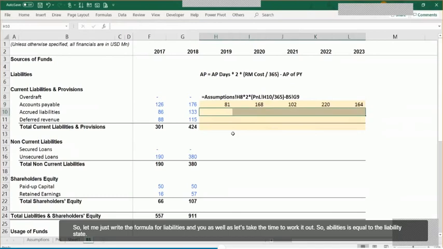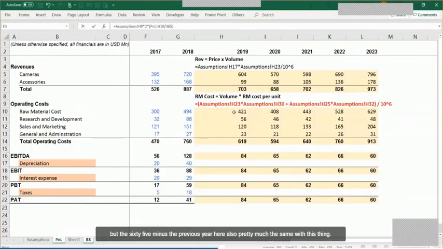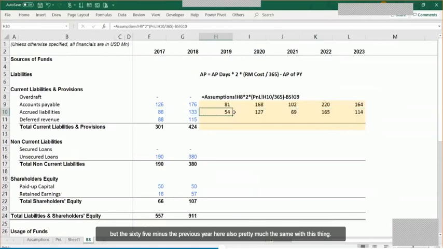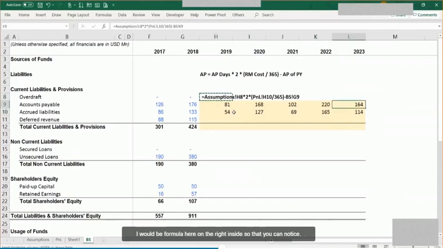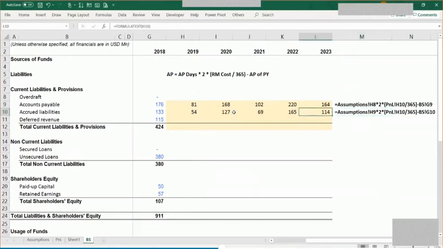So accrued liabilities is equal to the accrued liabilities days, which is this, multiplied by 2, multiplied by the daily raw material cost, which is this, divided by 365, minus the previous year accrued liability. So here also you see that we have written pretty much the same formula. So in fact, let's do it this way. I'll put the formula here on the right hand side so that you can copy it from here.